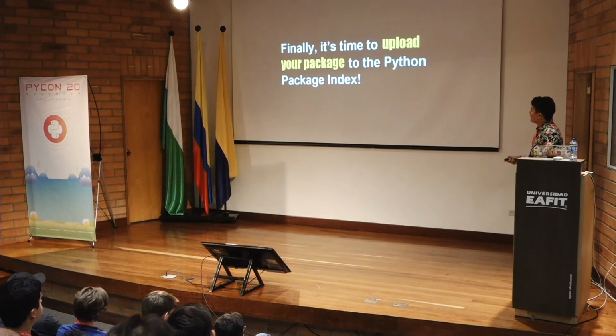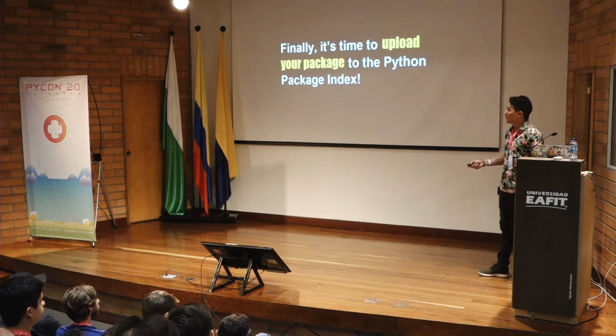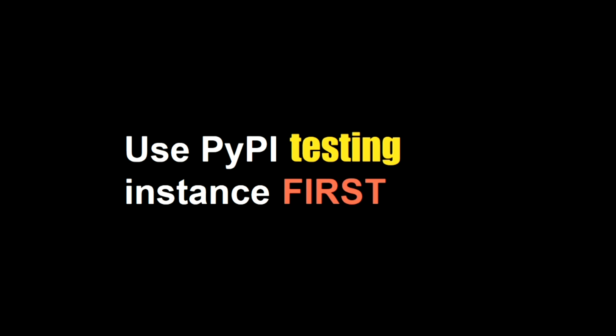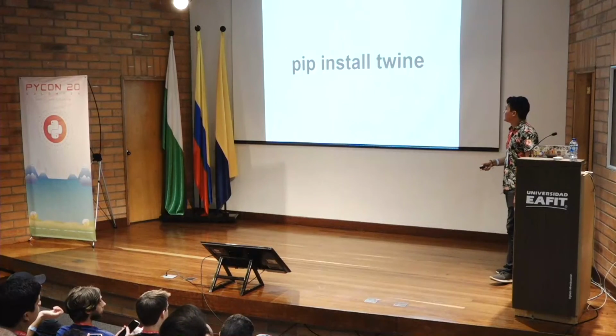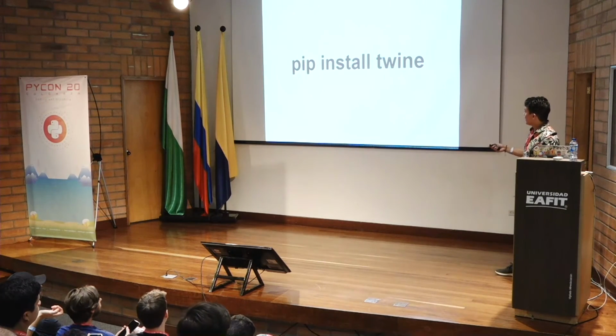Easy. So finally, once you think everything is done and you want to upload your package to the Python Package Index, also remember, always use the testing instance first. You only need to install twine. Before twine, you could also set up a script to upload your package, but in some newer versions there is a problem with certificates and SSL. So twine is the best tool for making it secure.